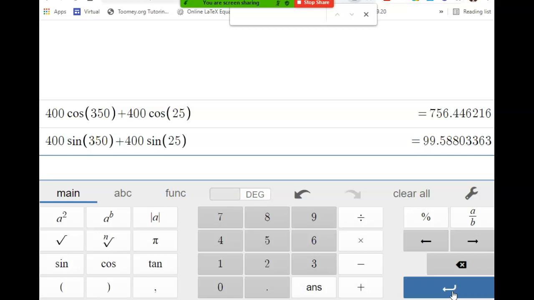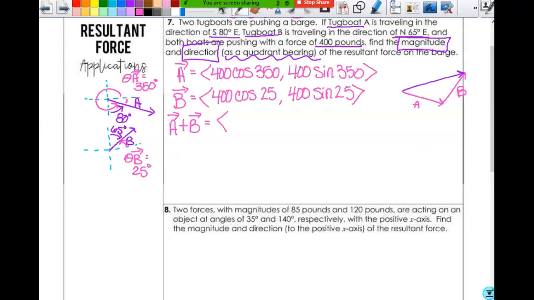Then I'm going to leave it just like that. Don't hit clear or anything. I need that looking at me just like it is. So we're going to go back and we're going to write this down. We've got 756.446 and 99.588. Okay, so before I do anything else, I'm going to think about what that means.